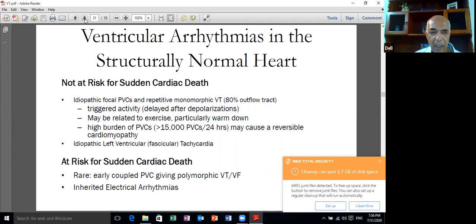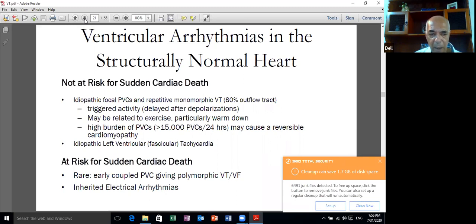The second type of this relatively benign ventricular tachycardia is what we call Belhassen tachycardia, or idiopathic fascicular or idiopathic left ventricular tachycardia. Both of these conditions are benign conditions. They need ablation. They do not need an ICD. They very rarely result in sudden death.